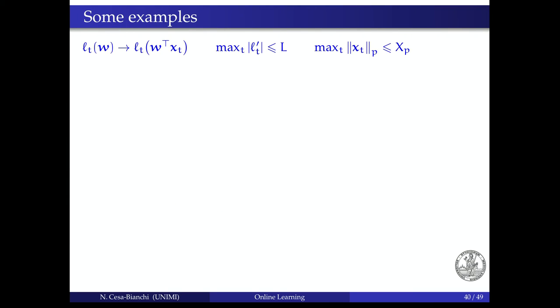Let's see some examples. Suppose I have a linear prediction. So I have some side information, some instances, and I predict linearly, and then I pay some convex loss. So for instance, linear regression with square loss. Maybe assume that I have some bound on the derivative of my loss. This is a scalar loss. And I have some bound on the norm of my instances, maybe the p norm of my instances for some p.